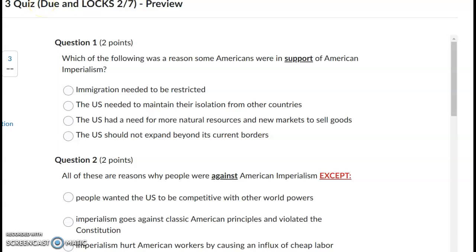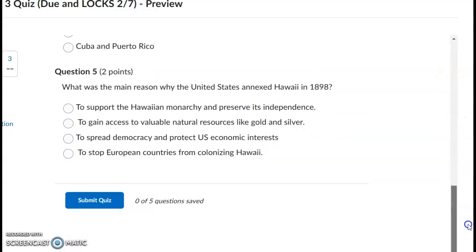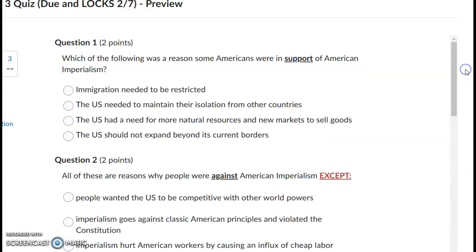I'll be reading the questions and the answer options to you. This is a short quiz with only 5 questions. And at the end of your quiz, you will want to click submit quiz so it shows correctly in your grade book. Question 1, which of the following was a reason some Americans were in support of American imperialism?